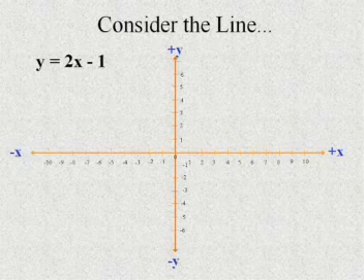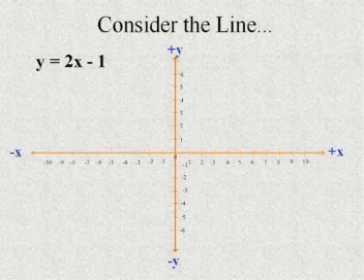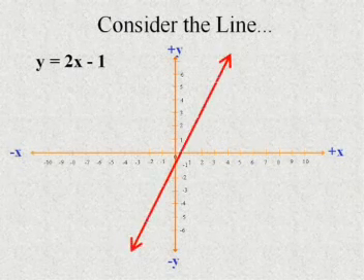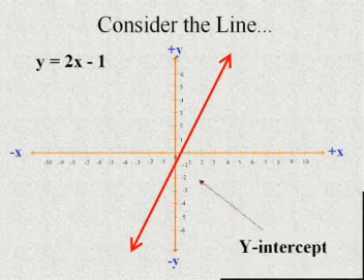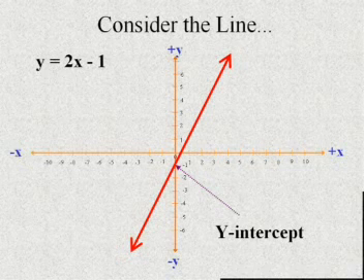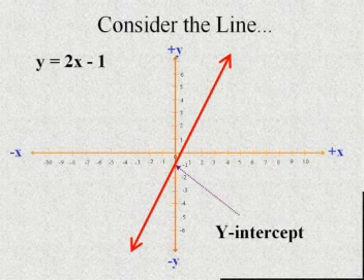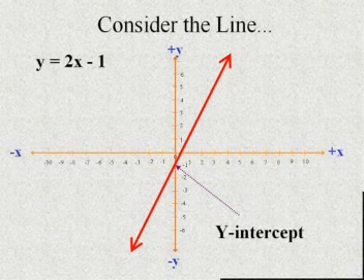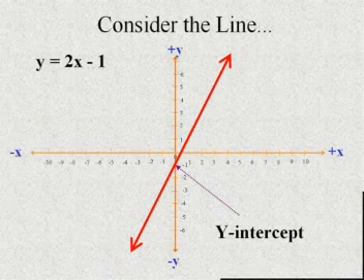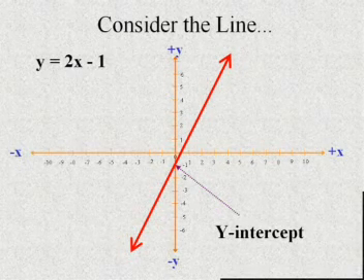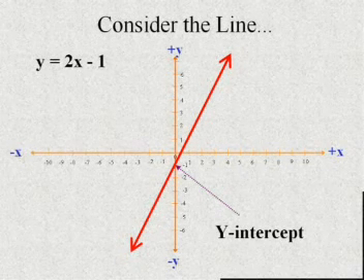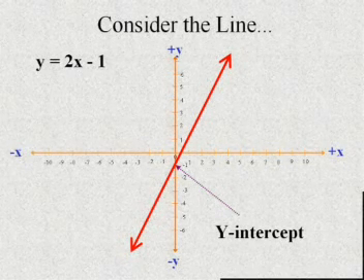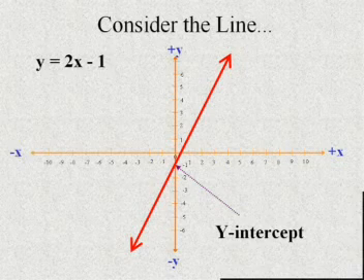The line representing the equation y equals 2x minus 1. That's it. You're going to have to trust me. That point right there is where it's intersecting the y-axis, isn't it? Well, that point is called its y-intercept. It's just what it is. It's where it intersects the y-axis.